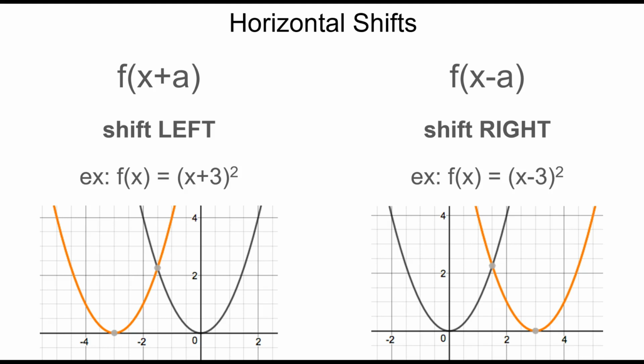Horizontal shifting happens inside the function or to the x variable itself. Now these get a little tricky because they're opposite. So when we add a constant on the inside, it shifts it left. So we added 3 on the inside here. So here was our vertex. It shifted our vertex left 3. When we subtract on the inside, it shifts it right. So our vertex shifts to the right 3.